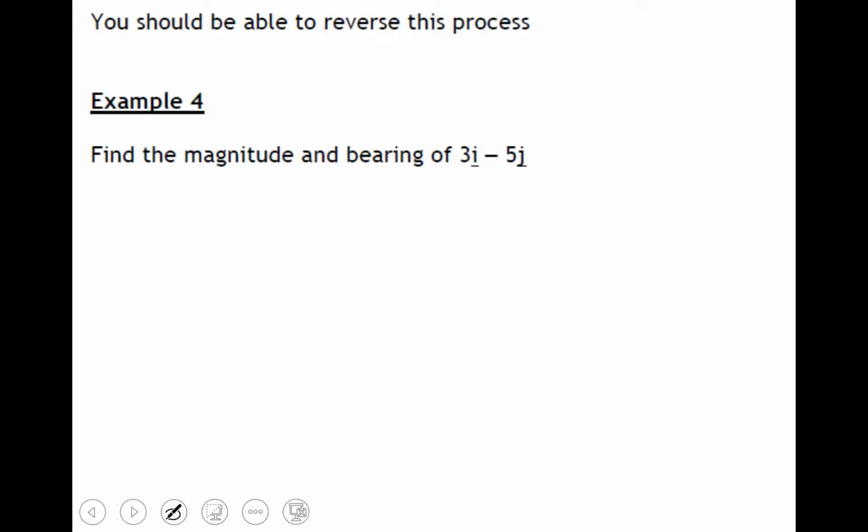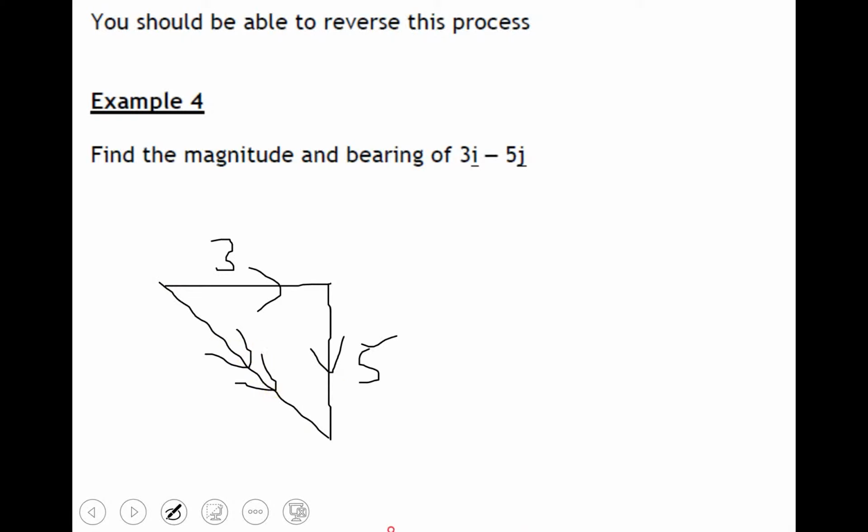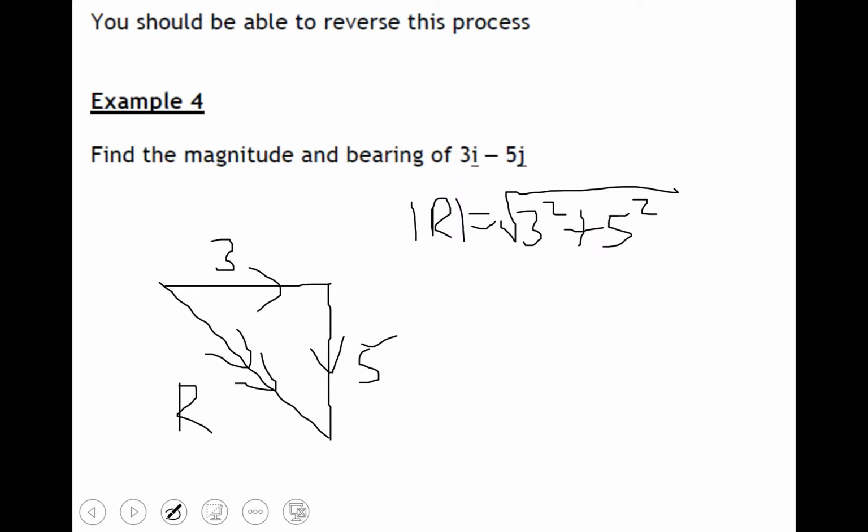We should also be able to reverse this process. So find the magnitude and bearing of 3i minus 5j. So 3i means we go to the right by 3, and minus 5j means we go down 5. We often denote r, the resultant vector, with a double arrow. Now for the magnitude, we use Pythagoras, so the square root of 3 squared plus 5 squared, which gives 5.83 to 3 significant figures.